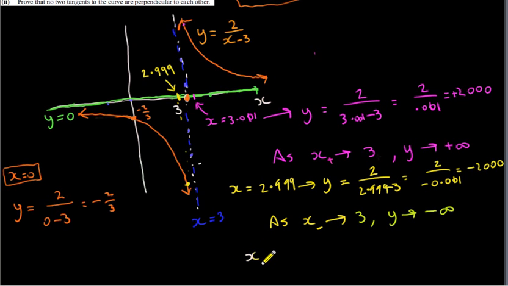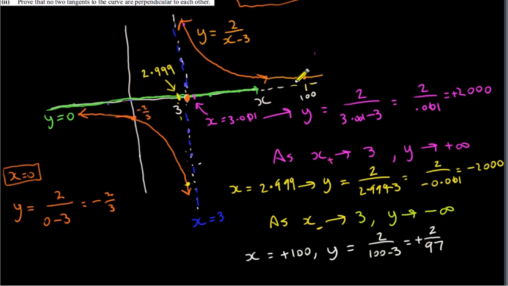Suppose we let x equal a very large value, say plus 100. Then y will equal 2 divided by 100 minus 3. That's 2 divided by 97. Okay, so that's a very small positive number. So if we take x equals plus 100, it's way out here on the positive x-axis. Remember, our function approaches our x-axis but never crosses it. So we get a very small positive number.